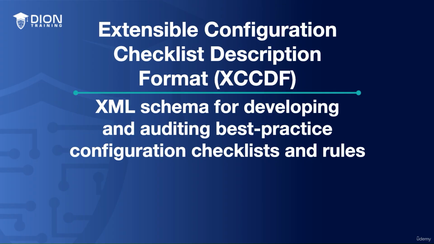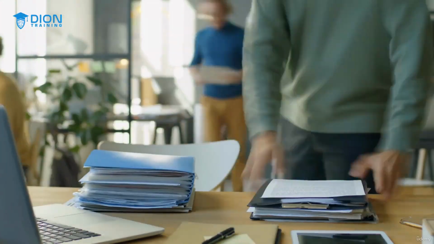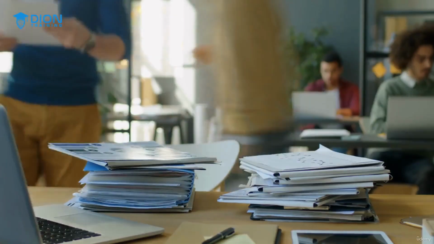Second, we have XCCDF. Now, XCCDF is the Extensible Configuration Checklist Description Format, which is also an XML schema, but this one is used for developing and auditing best practice configuration checklists and rules. Before XCCDF was available, the best practice guides were long documents containing step-by-step guidance that told you exactly what to check. Each one might include 30 or 40 or 50 pages of detailed information, and during an assessment, you would print out that guide and then manually check all the steps in that guide one by one as you went through it.